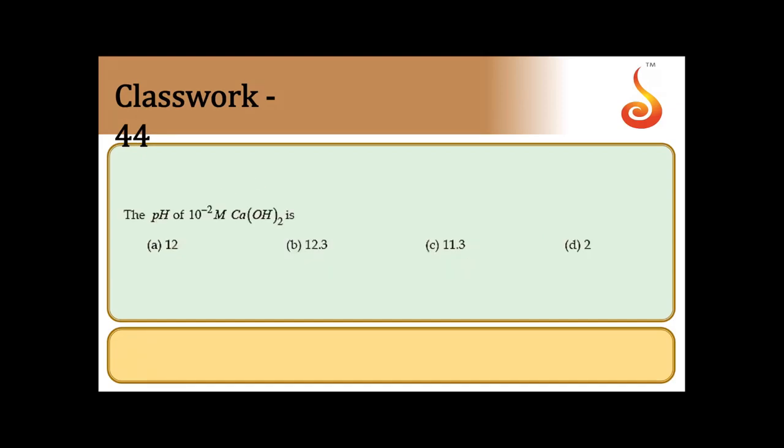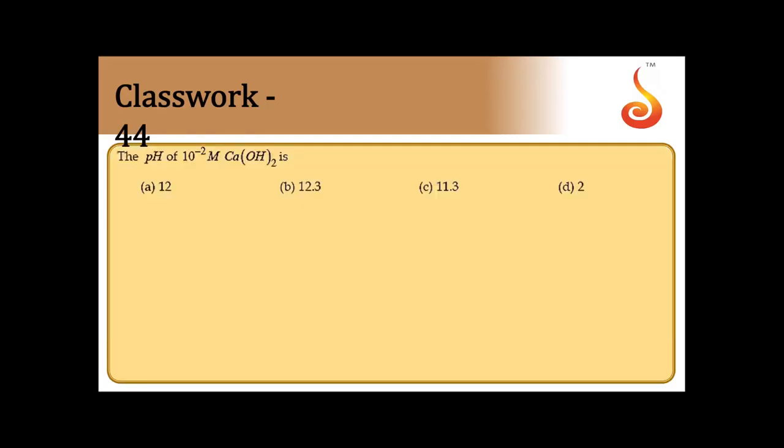Then 44. pH of 10 power minus 2 molar calcium hydroxide. So the calcium hydroxide concentration is given to us. Ca(OH)2, taken twice, is given as 10 power minus 2 molar concentration. Now the OH minus concentration is equal to 2 into 10 to the power of minus 2. From this we can get the pOH value, that is 2 minus log 2.